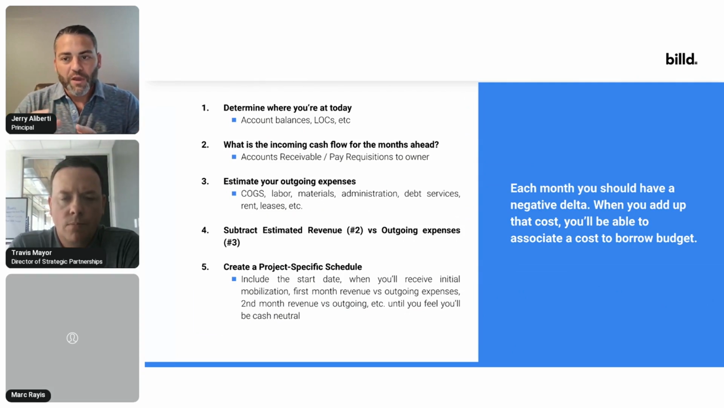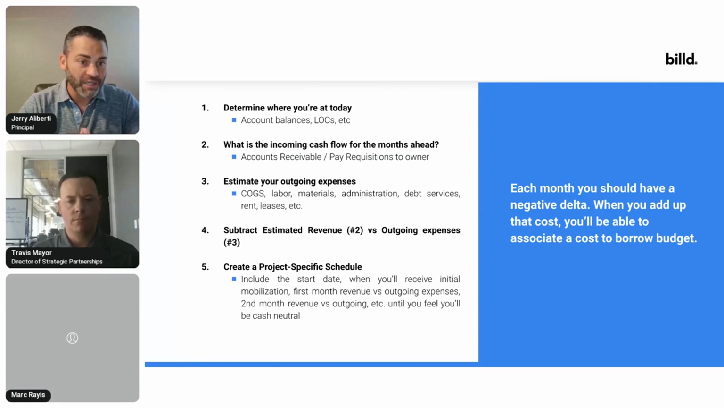Again, if you're a smaller contractor and you're pumping out a couple of bids per week, maybe you can find a way to lump in several projects and come up with an educated guess of how much work you can potentially pick up on a per month basis. If you're a larger contractor and you're bidding 10, 15, 20, 50, 100 million dollar jobs, it'll be a little bit easier to predict and create a project-specific schedule.